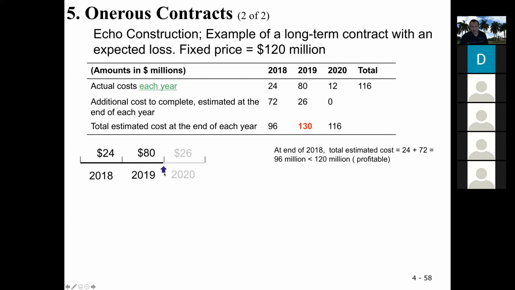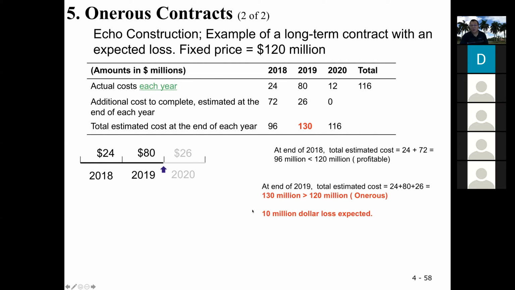Now we are another year past. At the end of 2019, okay, we have new information. So what is the total expected cost? The actual cost is 24 and 80 for the first 2 years, and the estimate for the third year is 26. So my total is 130, so 24 plus 80 plus 26. That's $130 million, more than the 120 price. At this point, I know this is an onerous contract. And what's the amount of loss expected? The difference is $10 million. So this project, I'm going to lose $10 million.